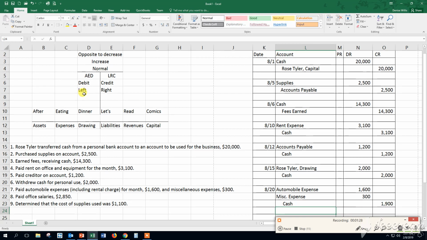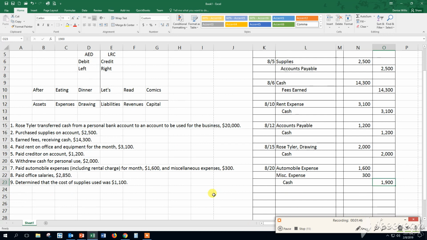Now remember our rules of debit and credit again. We said you have to have at least two accounts. All these up here have only had two accounts. This has three. That's still okay. At least two accounts is the rule. And the total of the debits has to equal the total of the credits. Here we have $1,900 on the debit side and $1,900 over here on the credit side.